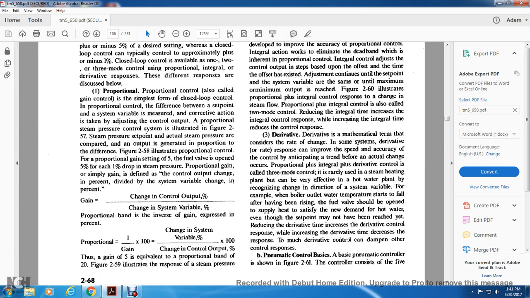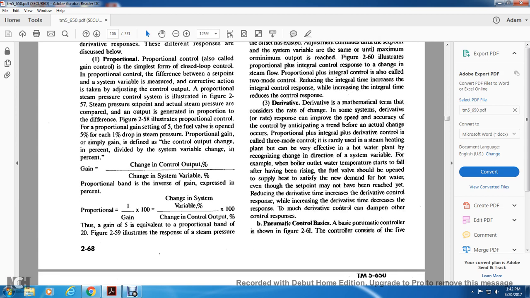All right, derivative is a mathematical term concerned with the rate of change of the system variable. Derivative response will improve the speed and accuracy of control by anticipating the trend before the actual change occurs. Proportional plus integral plus derivative control is called three-mode control and is rarely used with steam heating plants. It can be used effectively with hot water plants with recognized changes in direction of the system variable. For example, when the boiler output water temperature starts to fall after having risen, the fuel valve should open to satisfy the new demand for hot water, even though the set point may not have been reached yet. Reducing the derivative time increases the derivative control response, but increasing derivative time depresses the response too much. The derivative control can be dampened more than other control responses.